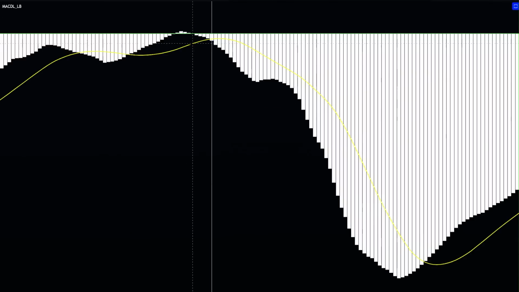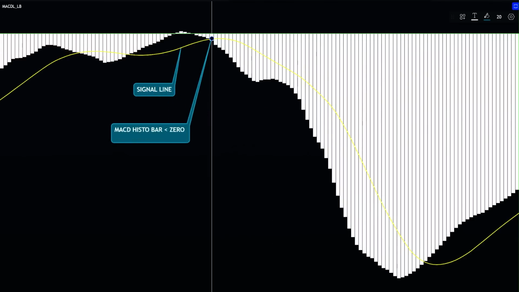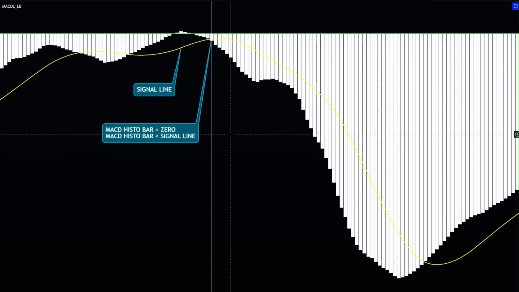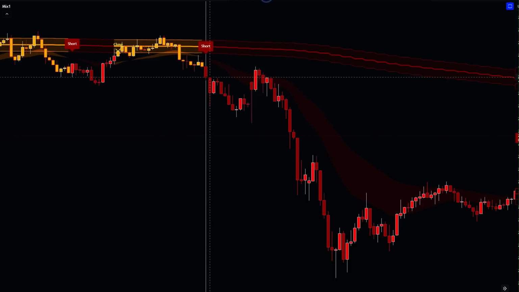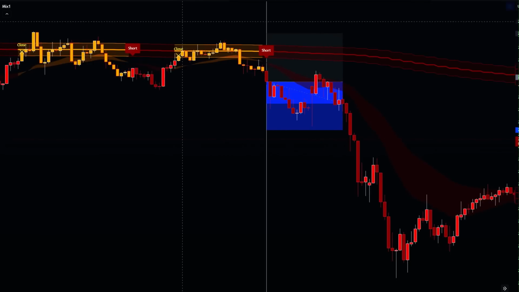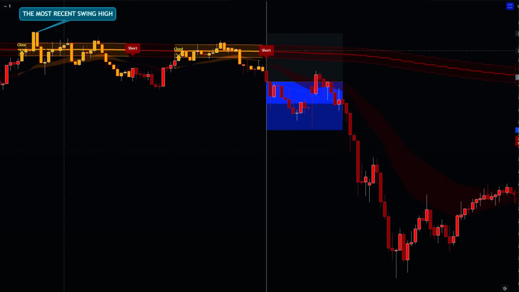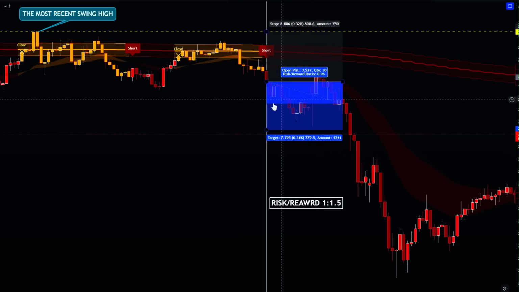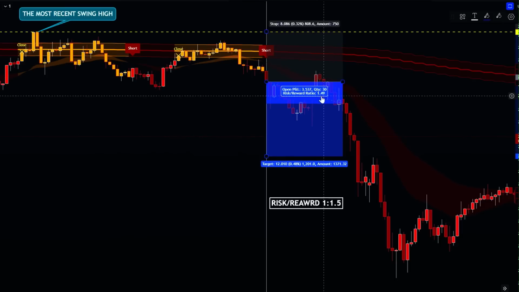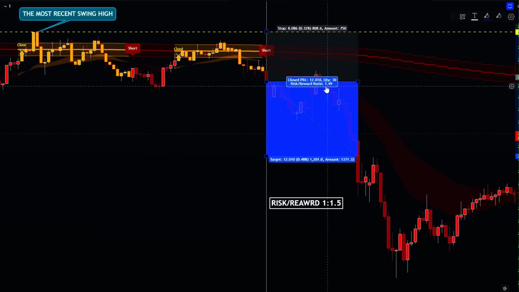If the column is below the zero level and beneath the yellow signal line, we can confirm that there's a bearish momentum. In this case, we have the green light to open a sell position. To play it safe, set your stop loss at the most recent market swing high, just in case things don't go as planned. For your take profit target, aim for a 1 to 1.5 risk to reward ratio. This way, you're making a smart and calculated move in the market.